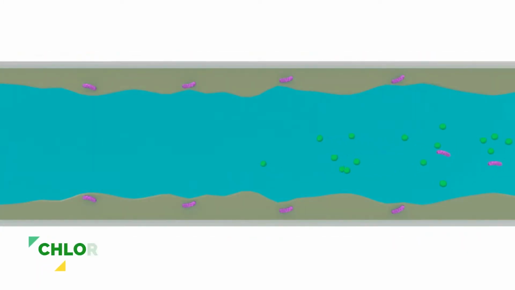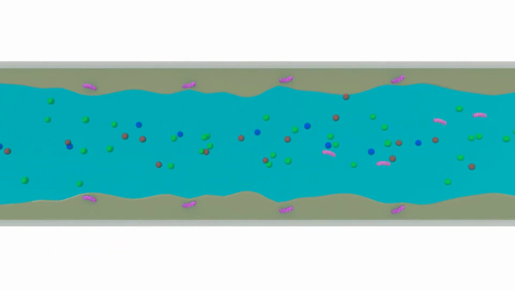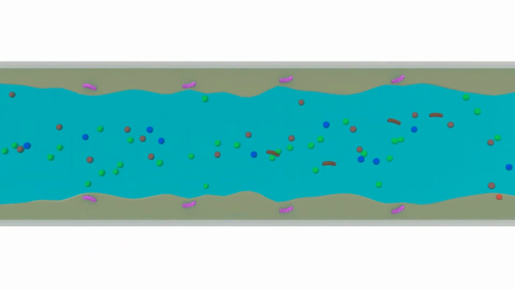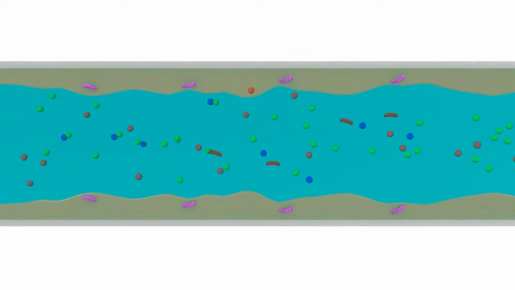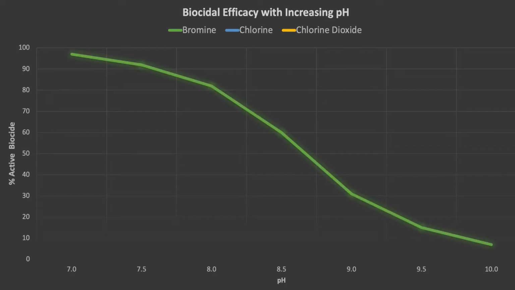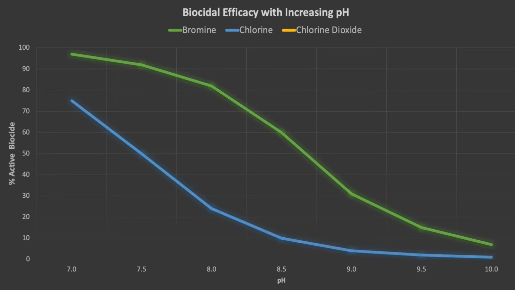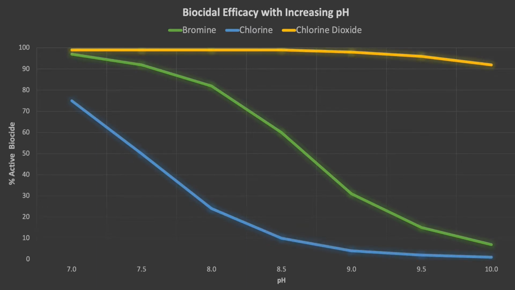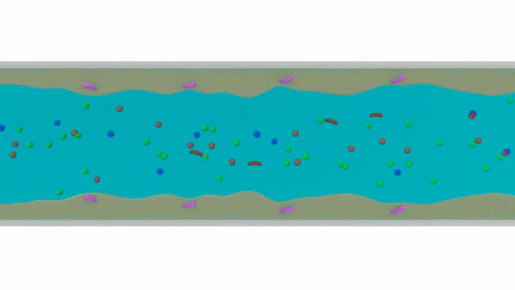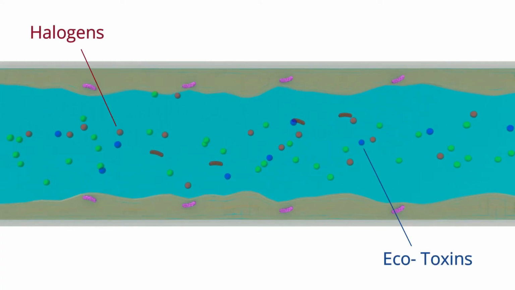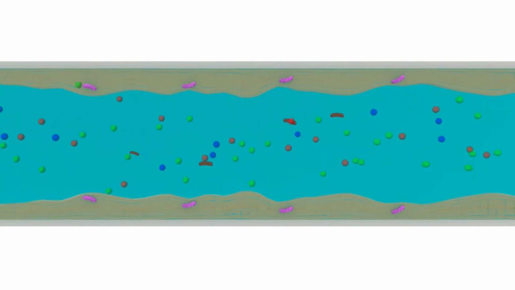On the other hand, biocides such as chlorine, unless dosed at high levels, will struggle to penetrate biofilm and will often be used up reacting with the surface layer, greatly reducing efficacy, and like bromine, becomes less effective as pH rises. Chlorine dioxide, however, is not pH sensitive, being biocidally active up to a pH of 10, and produces fewer byproducts and no trihalomethane contaminants, giving it a much better environmental profile than either chlorine or bromine.